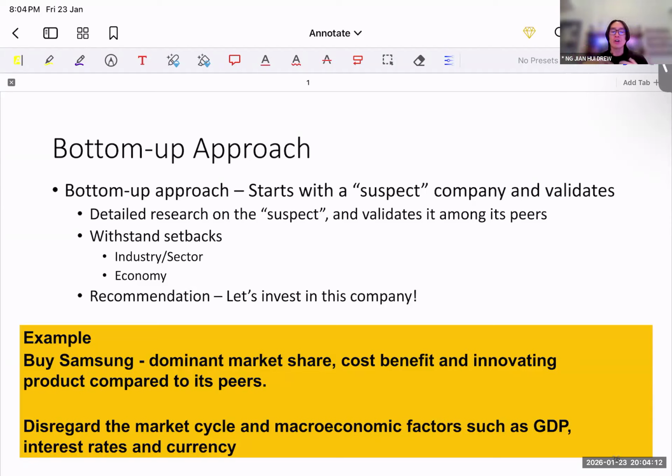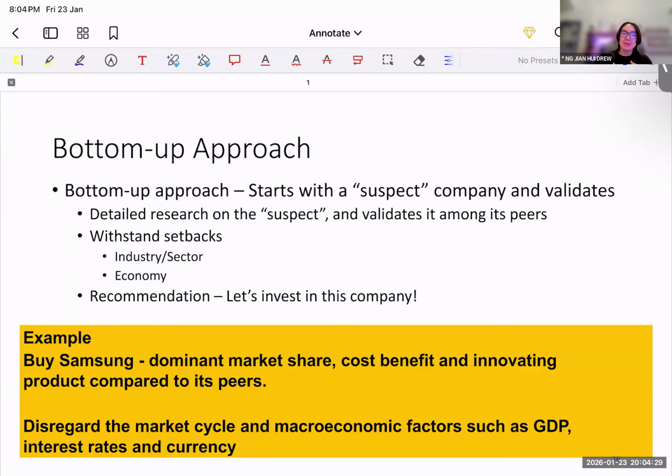So the analysis is not that important, but at the end of the day, we can use the sector or industry to substantiate a bit of why invest in a company. And so that's more the bottom-up approach of analyzing a company.